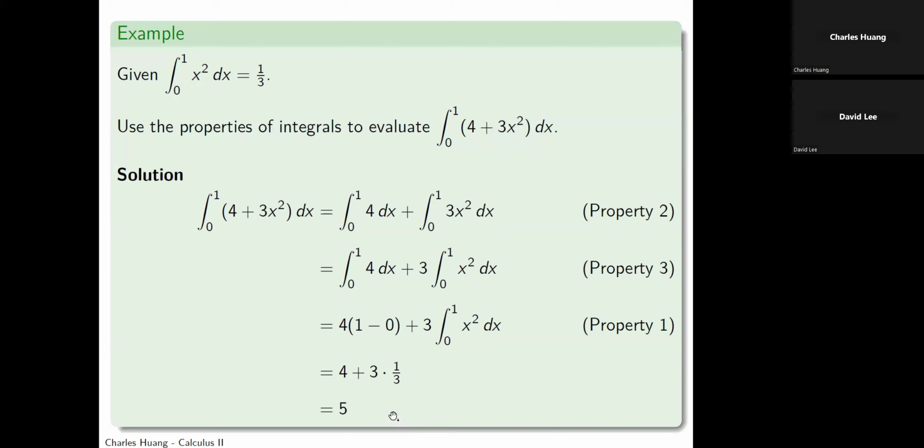Yeah, so it's kind of cool. Once we can break things down, we make things a lot easier.